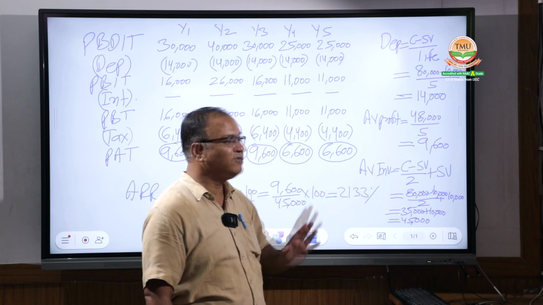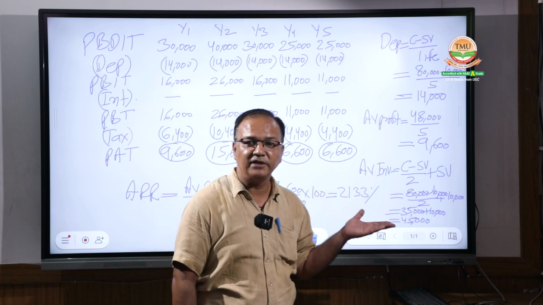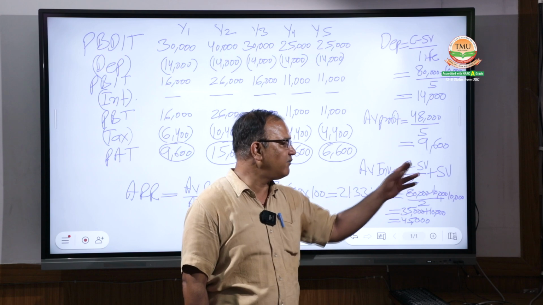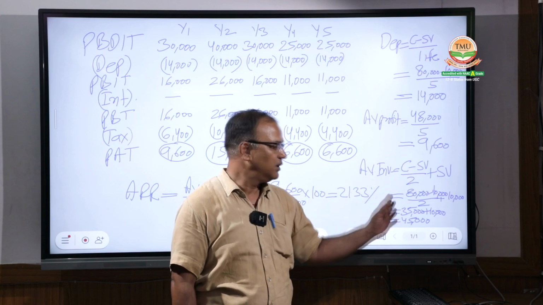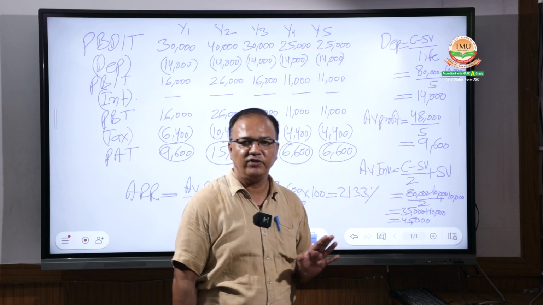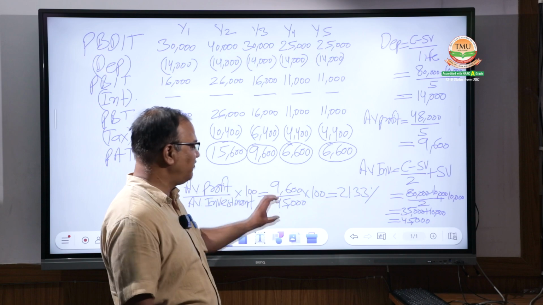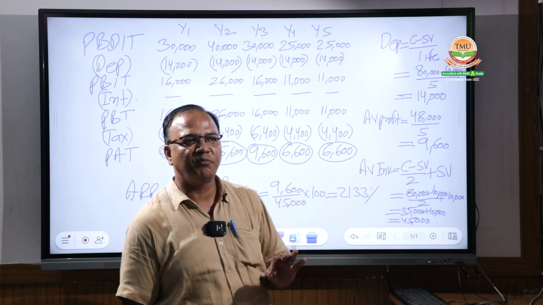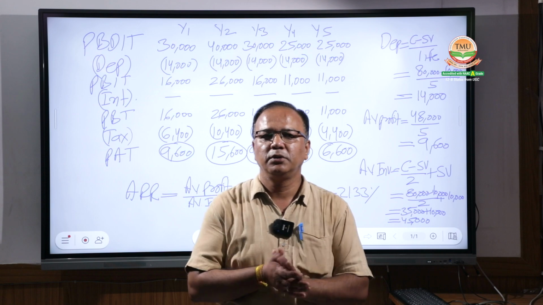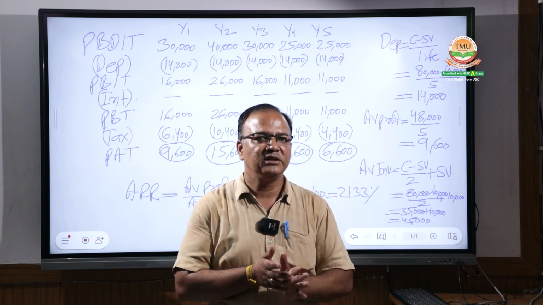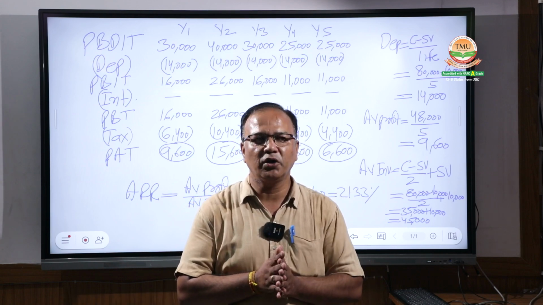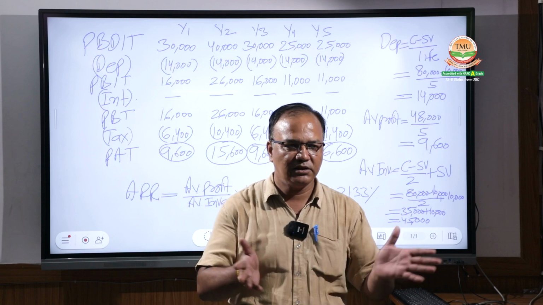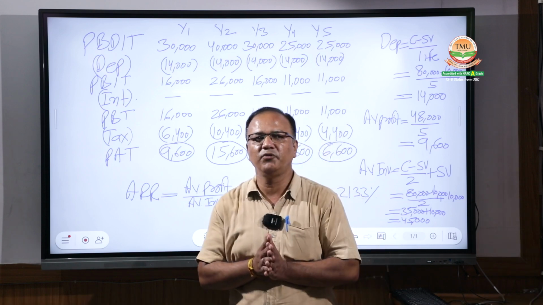And after that, average investment. Again, the formula of average investment is cost minus scrap value by 2 plus scrap value. The figure is 45,000. Simply we apply the figures in the formula, and the resultant figure will be 21.33%. So if we are using this approach, the accounting rate of return for the organization is 21.33. I think now it's very clear to all of you.